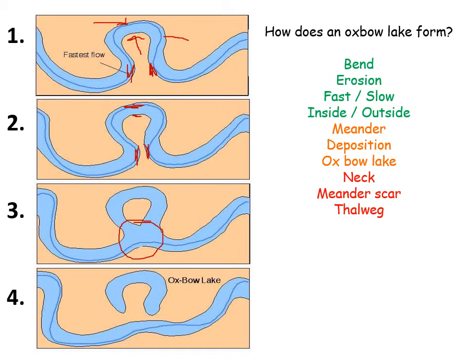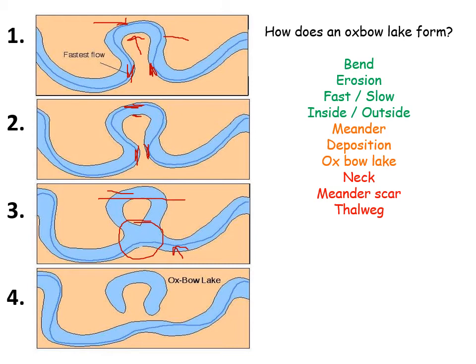And actually you can see here there is no flow in this part of the river now. It's actually been cut off, and you can see here the river, the thalweg, the strongest flow, is now in this main part of the river. So this part up here, the oxbow lake, is pretty much cut off.